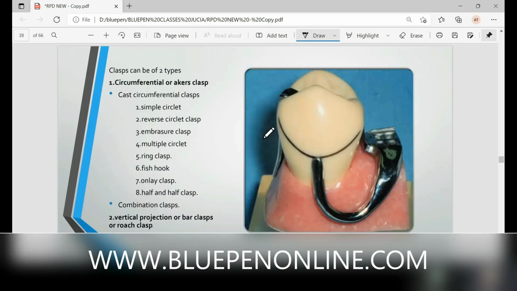Now when we talk about clasps, you have something known as the C clasp, the circumferential clasp, the accursed clasp. This C clasp we divide into eight types, like the simple circlet; we'll see each one. You also have the combination clasp. Then you have the other clasp type, known as the bar clasp, vertical projection clasp or roach clasp. These are the two types of clasp, and in them you have many subdivisions.